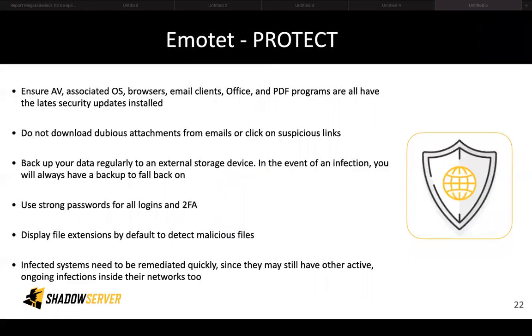Imhotep, protect. To protect yourself from Imhotep malware, follow the below steps. Ensure your antivirus, associated operating system, browsers, email clients, Microsoft Office products, and PDF programs all have the latest security updates installed. Do not download dubious attachments from emails or click on suspicious links. Back up your data regularly to an external storage device. In the event of an infection, you will always have a full backup to fall back on. Use strong passwords for all logins and two-factor authentication. Display file extensions by default to detect malicious files. Infected systems need to be remediated quickly, since they may still have other active, ongoing infections inside their networks too.